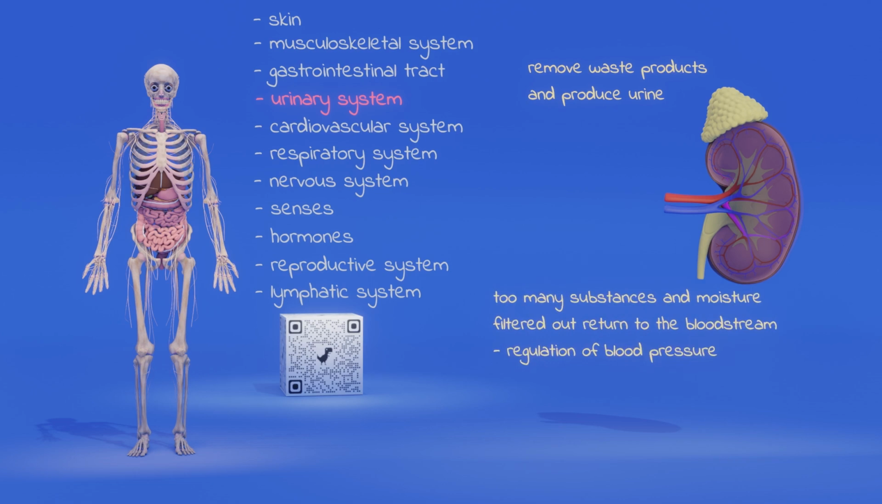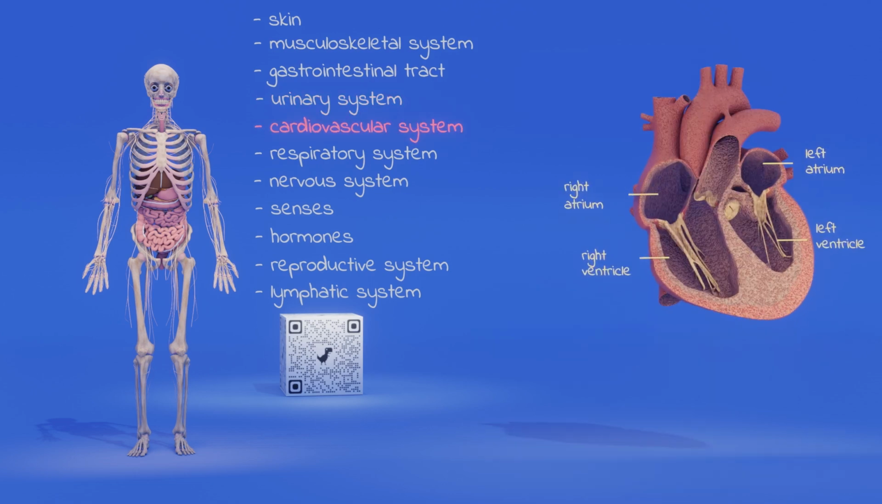Some of it goes back into the bloodstream, because the body needs fluid to maintain blood pressure. The kidneys, therefore, play a role in maintaining blood pressure. The cardiovascular system consists of the heart and the blood vessels containing the blood. The blood contains nutrients, oxygen, and fluid, among other things. All body cells need this. The cells burn this, and waste is released. The blood then also removes the waste from the cells.